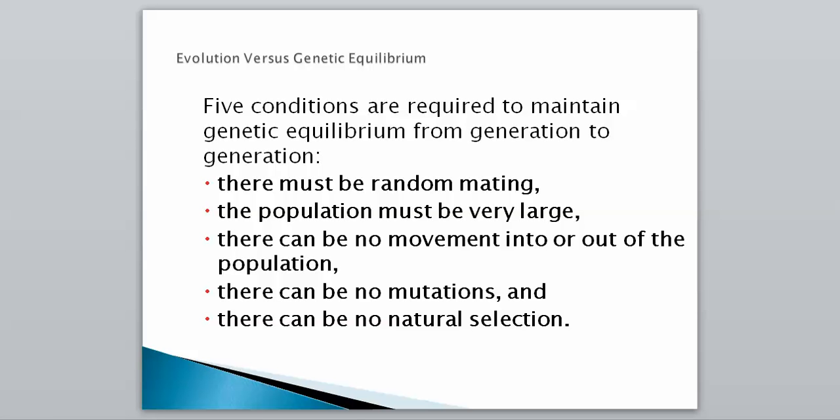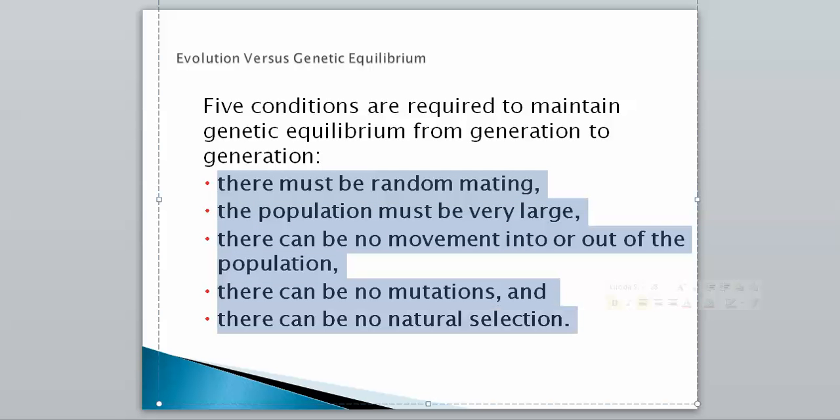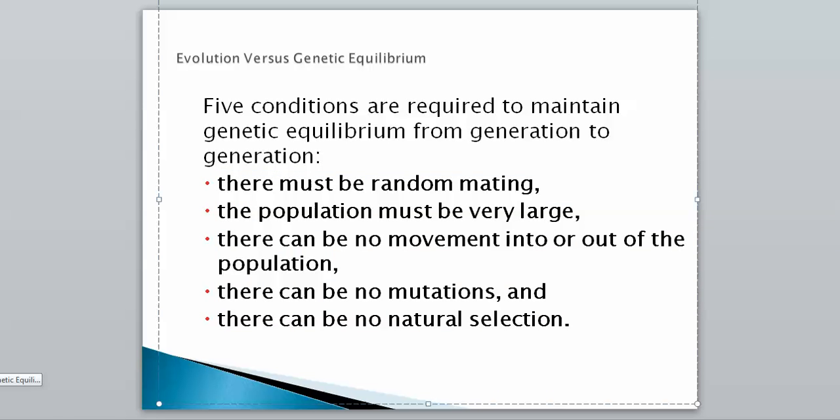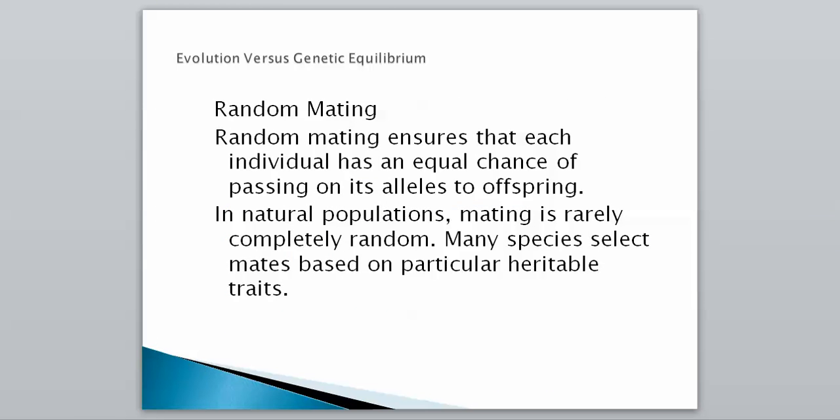And we're going to come to find out pretty quickly that none of these things really ever occur, because evolution is always acting on populations, and therefore our genetic frequencies, our allele frequencies, are always changing. So random mating is our first stipulation. Random mating ensures that each individual has an equal chance of passing on its alleles to their offspring.